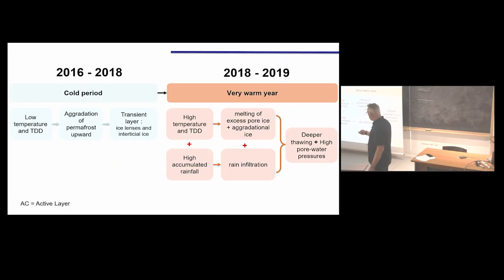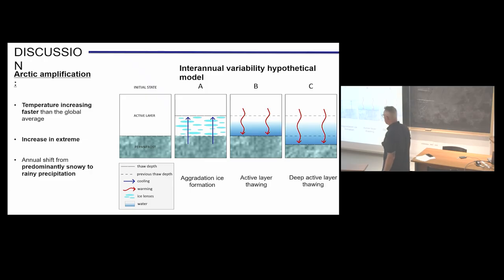So low temperature, aggradation of permafrost, transient layer, and formation of ice in this layer. Then we have the very warm summer, high temperature, melting, rainfall, rain infiltration, heat transfer, and then we have all the conditions to create the landslide. So this is a little bit the hypothetical framework for our stuff. So permafrost aggradation, thawing, extra thawing with water, and active layer detachment.